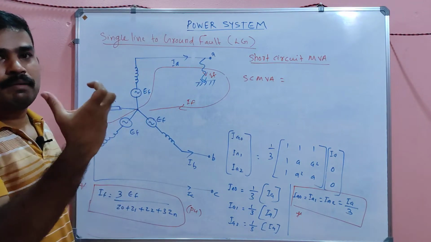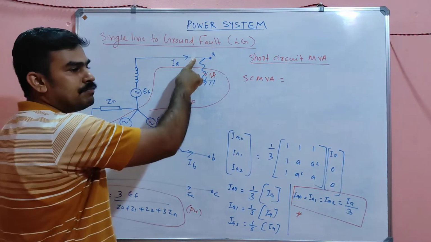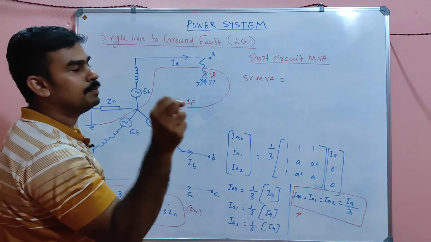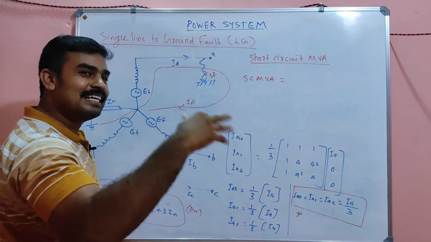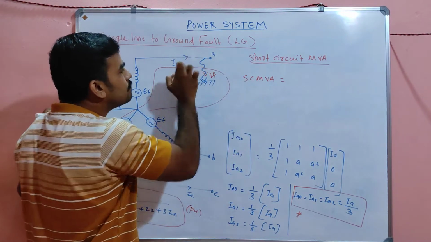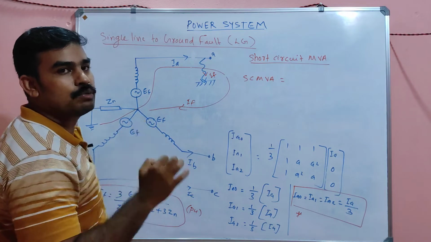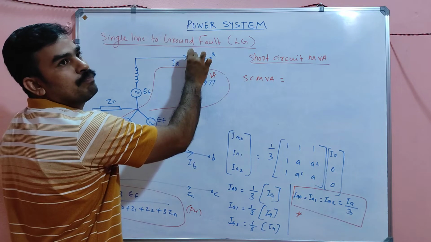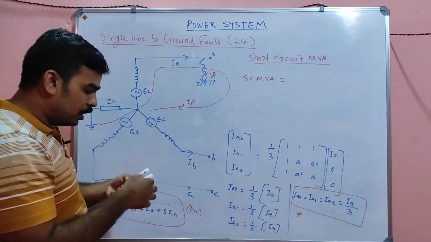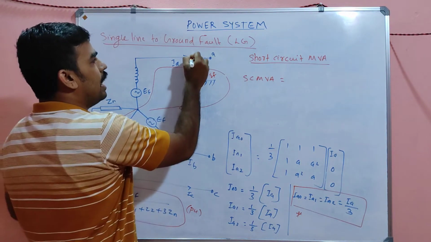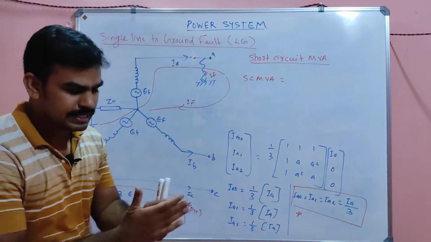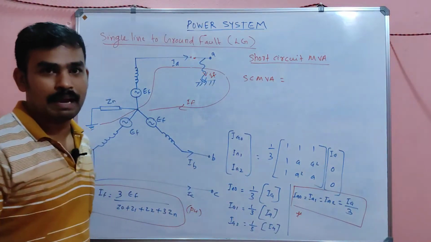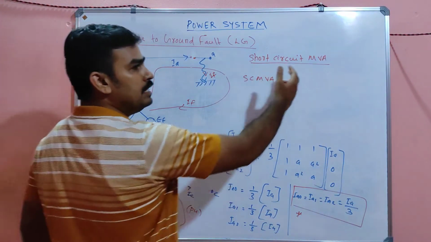Sensing of the fault will be by relay. After sensing the fault, relay will send a message to the circuit breaker so that it will be tripped and the circuit breaker will break. This breaking happens as soon as the fault occurs. What will be the power across these two terminals of the circuit breaker just after the break? That is called the short circuit MVA. MVA means apparent power.